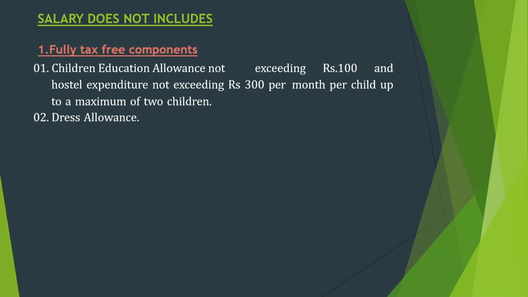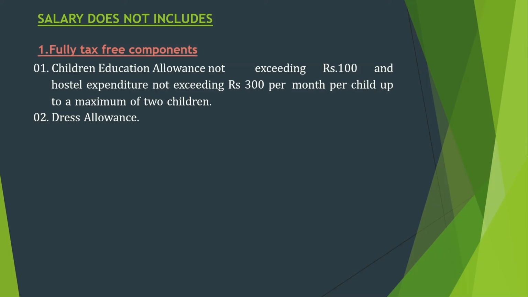The second one is the uniform allowance or the dress allowance. An amount up to rupees 24,000 per annum is tax free, but this cannot be given for normal clothes. This is more common in manufacturing units where they have dress codes.